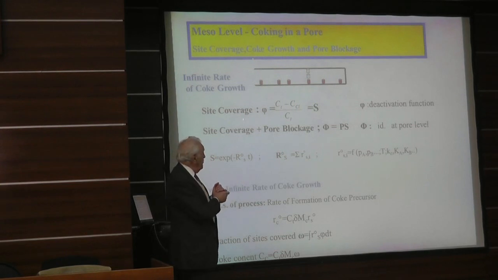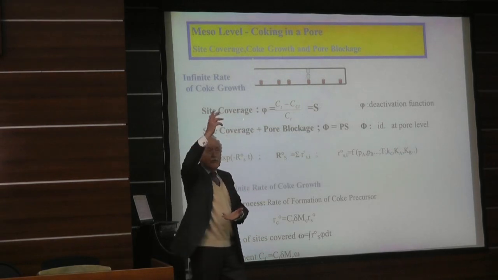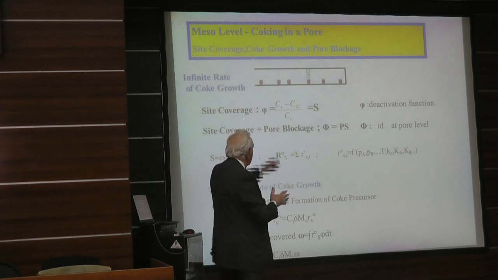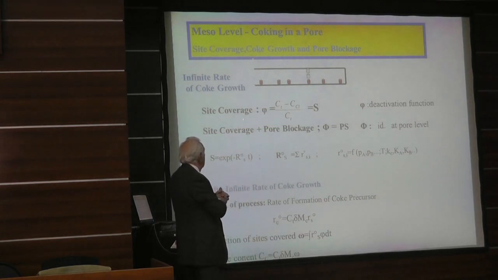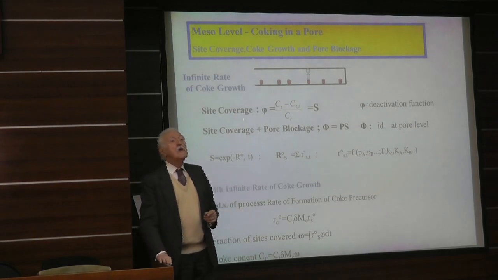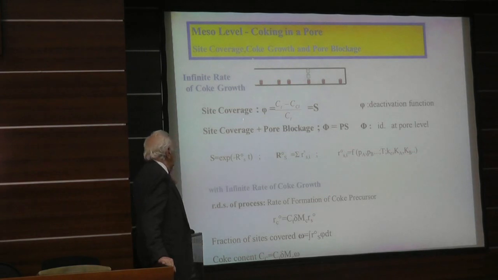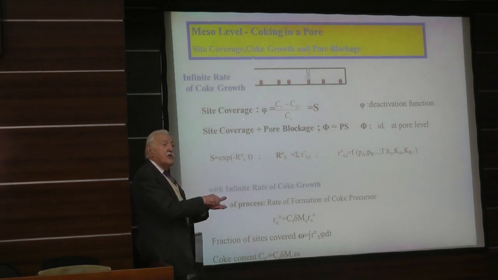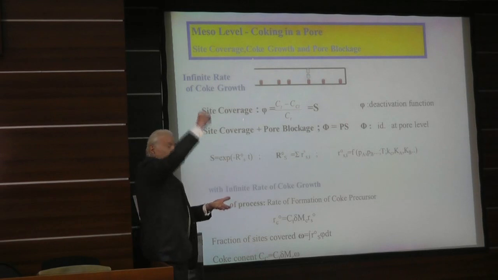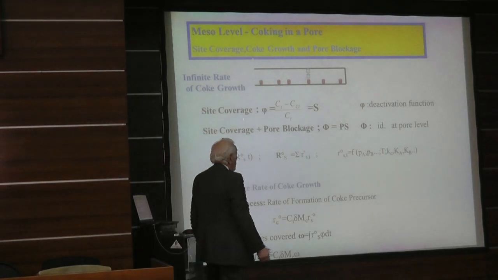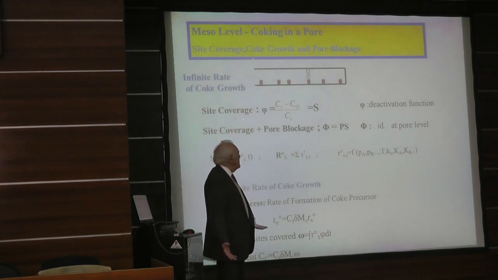A slide out of Jean Wittmann's works. Coking in pores. So I consider site coverage, coke growth, and it can grow to such a size that the pore is being blocked. That is what you see here, the blue dots. And that blocked the pore. And we suppose, and this is a simplified situation, we suppose infinite rate of coke growth, which means that the rate determining step is the coverage of a site. And as soon as a site is covered, the coke grows and blocks the pore. And the rest is a question of probability calculations.